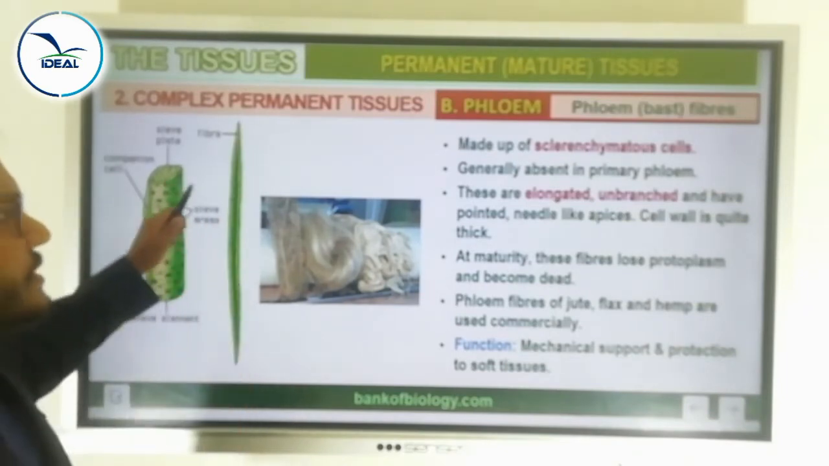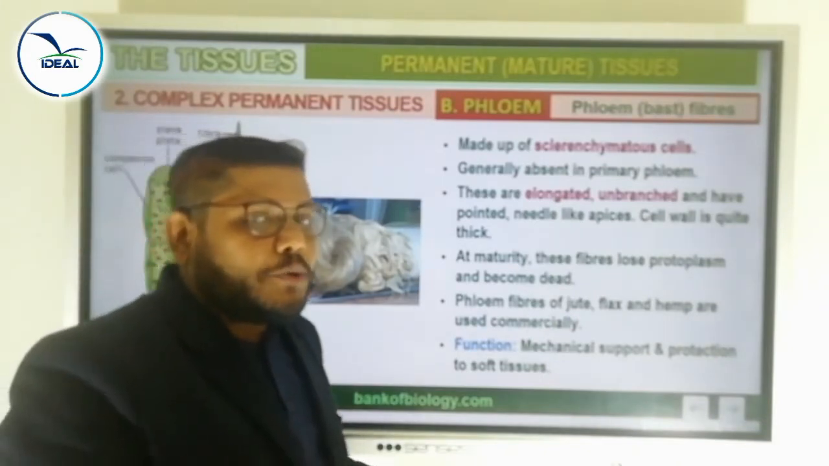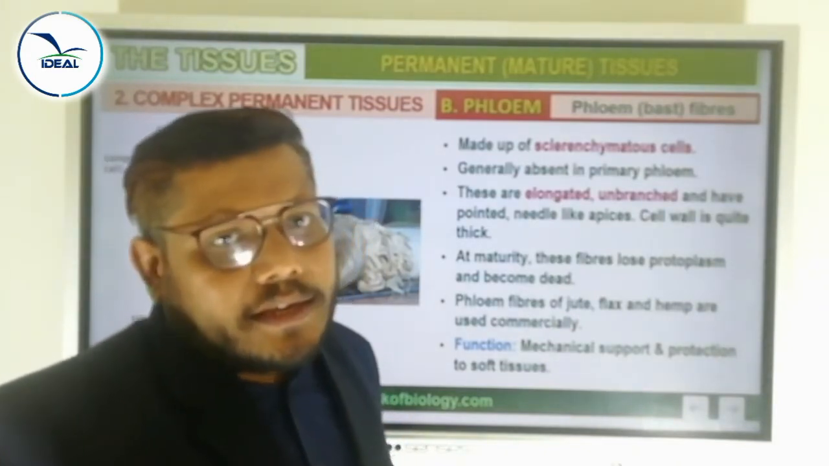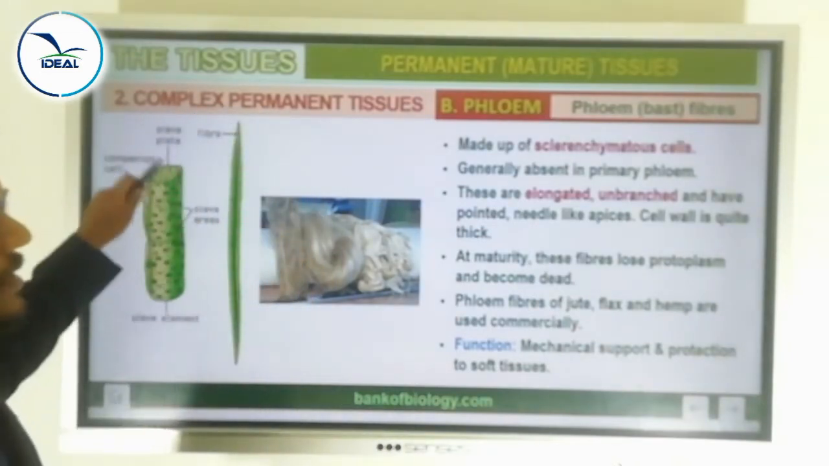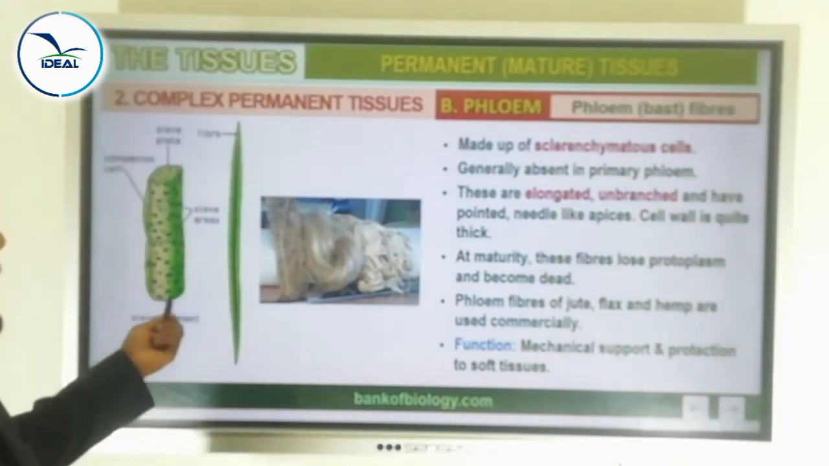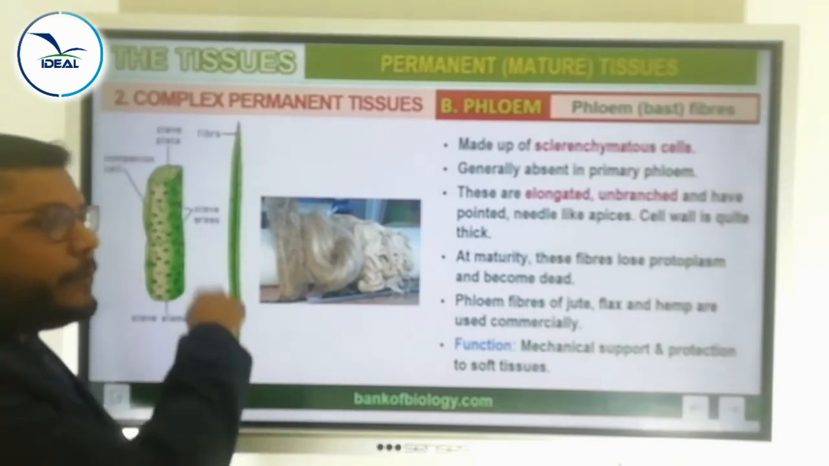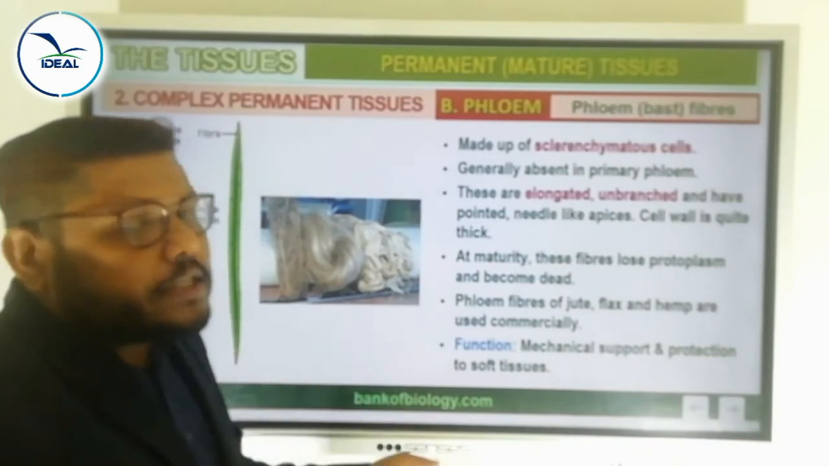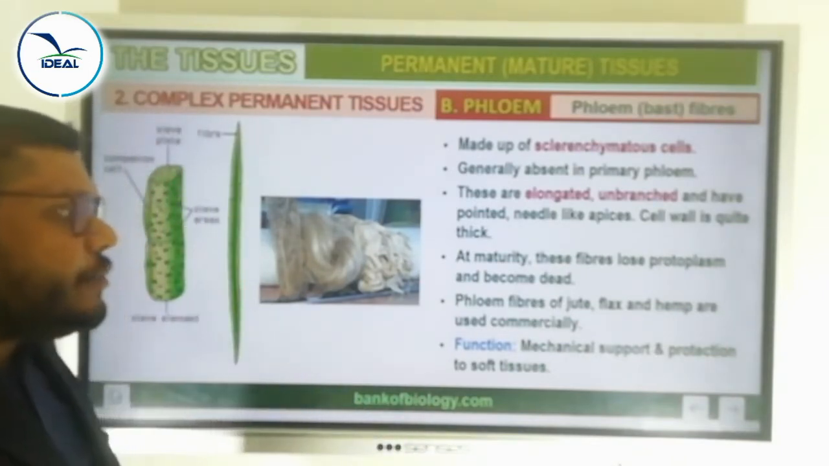At the same time, the cell wall is quite thick. Why is the cell wall quite thick? Due to the deposition of lignin. Is it clear? That is the reason why the cell wall is quite thick. At maturity, this fiber loses its protoplasm and becomes a dead cell.